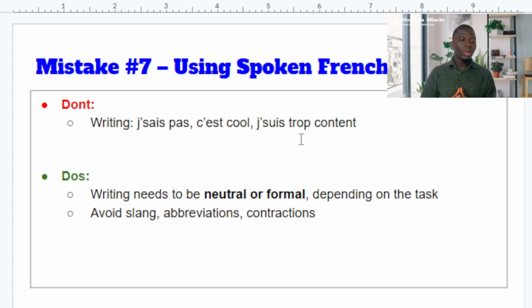Do's, writing needs to be neutral or formal depending on the task. Also, in French, you know, when you are writing like a dissertation, you don't want to write personal subject like I this, I that. No, you want to be neutral, be like some people, using the passive voice, you know, reported speech, those formal ways of writing, you want to use that, and avoid slang, abbreviations, contractions. You want to avoid all of that. It's totally fine in speaking, but not in writing.